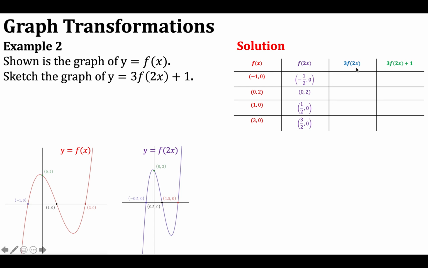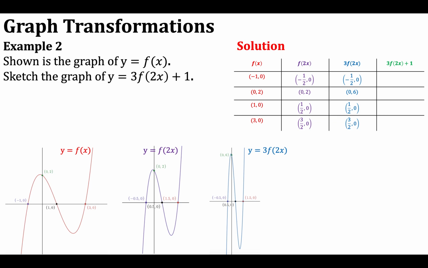Now, for the 3f of 2x, I'm multiplying each of my y ordinates by 3, so that gives me negative a half, 0 still; 0, 6; a half, 0; and 3 over 2, 0. There doesn't appear to be a lot of change there because all the y ordinates are 0 apart from one. You can see there actually has been a change, resulting in a vertical stretch by a factor of 3. So the graph almost appears to be taller. And finally, we are adding 1 at the end here, and that will result in the graph moving up by 1 unit.